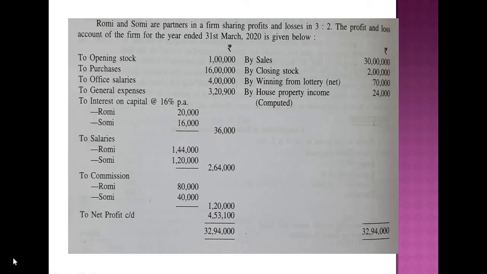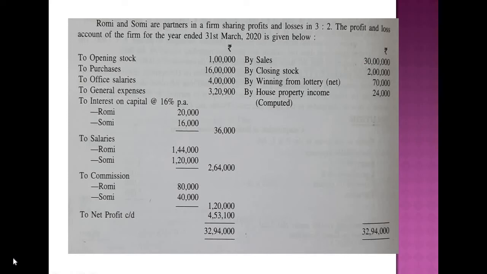Hello everyone, in this video we're going to compute the total income and tax liability of the firm for the assessment year 2020-21 and also the business income of each partner for the assessment year 2020-21. So if you have to compute the total income, you have to take all the heads of income except the head salary. Now if you look from the credit side of the profit and loss account, you can see that there's a winning from lottery, so that will come under the head income from other sources, and also house property income that will come under the head income from house property.